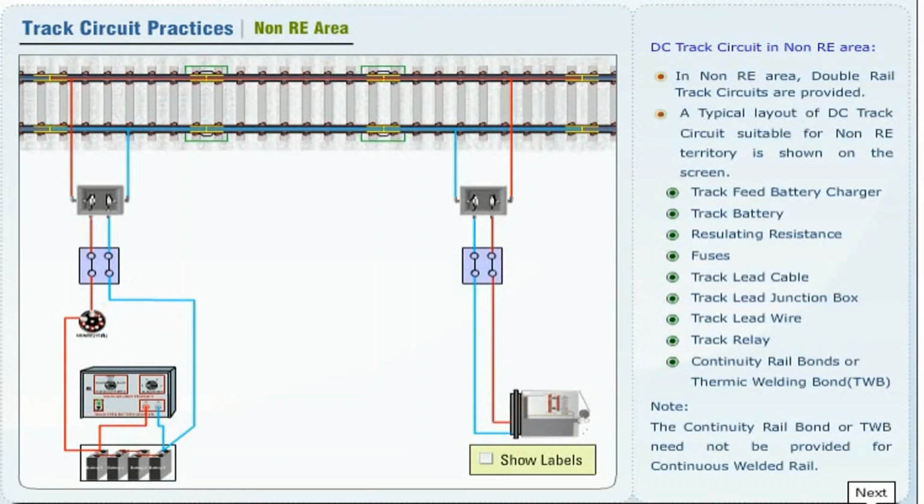Track circuit practices in non-RE area. In non-RE area, double rail track circuits are provided. A typical layout of DC track circuit suitable for non-RE territory is shown on the screen.